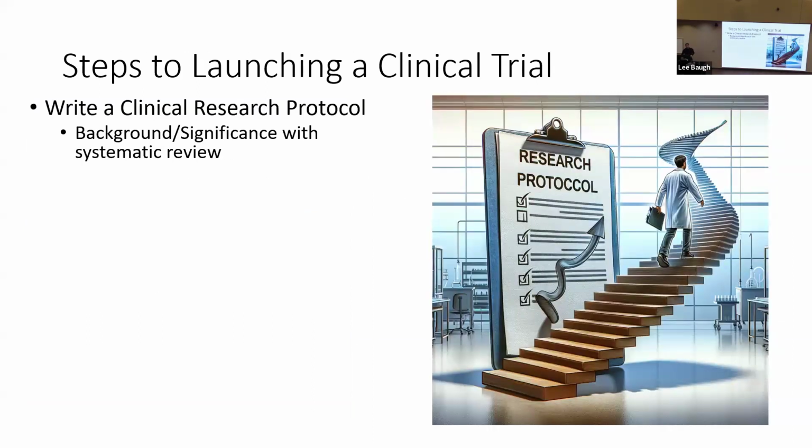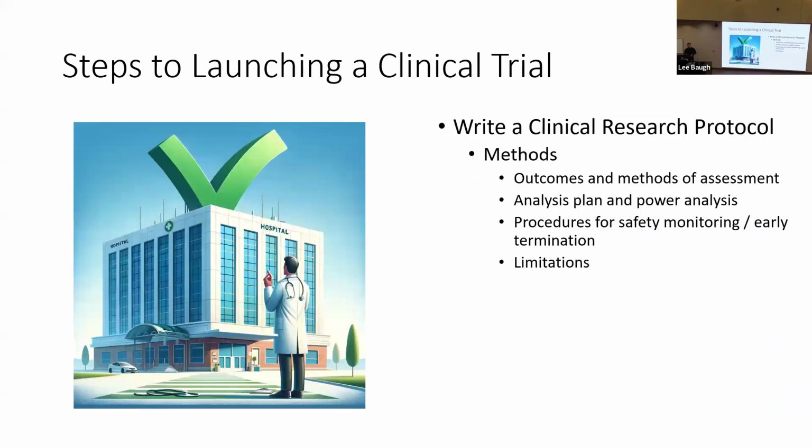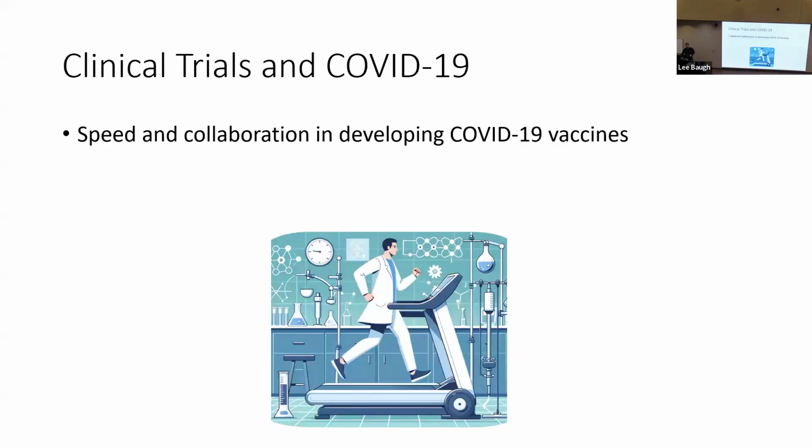So in terms of steps to launching a clinical trial, firstly, you need to write a clinical research protocol. This is going to talk about the background and significance. It's going to have your questions and hypotheses, have a whole lot of detail about your methods. This is what you start basing your clinical study on. Following that, you are going to provide this sort of information to some sort of regulatory body, and maybe your department, your institutional review board, the hospital or facility that the work is being conducted in. All of these require knowing what it is that you're going to be doing.